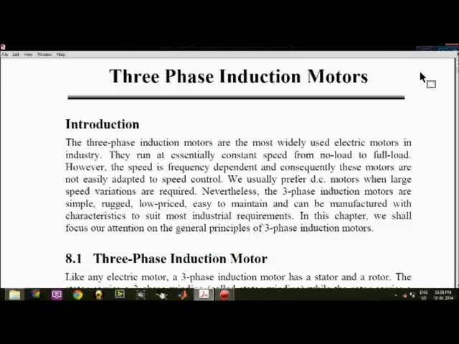Today we will study in a different format. So we will discuss about the three-phase induction motor. For our introduction part, let me introduce this three-phase induction motor.